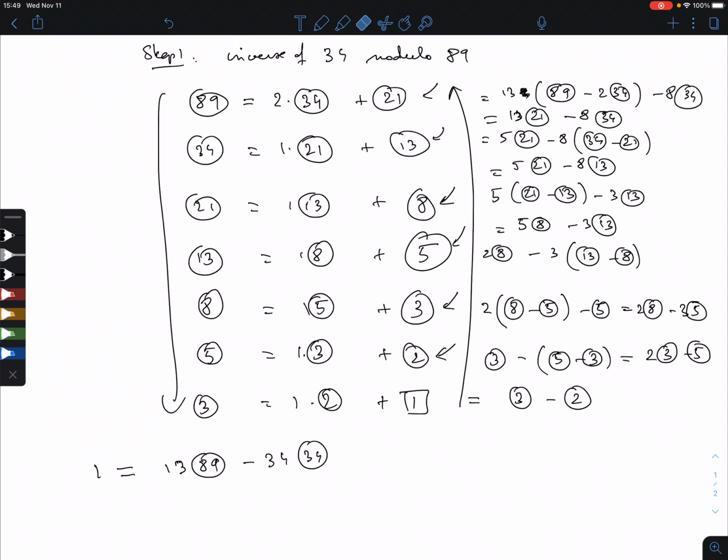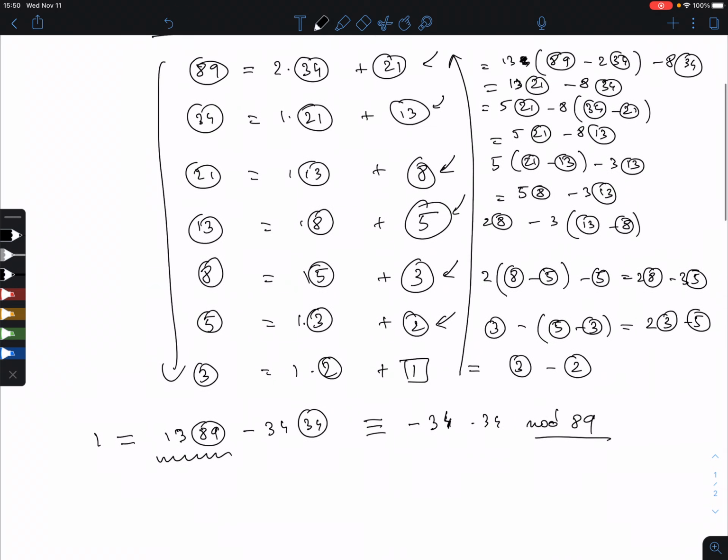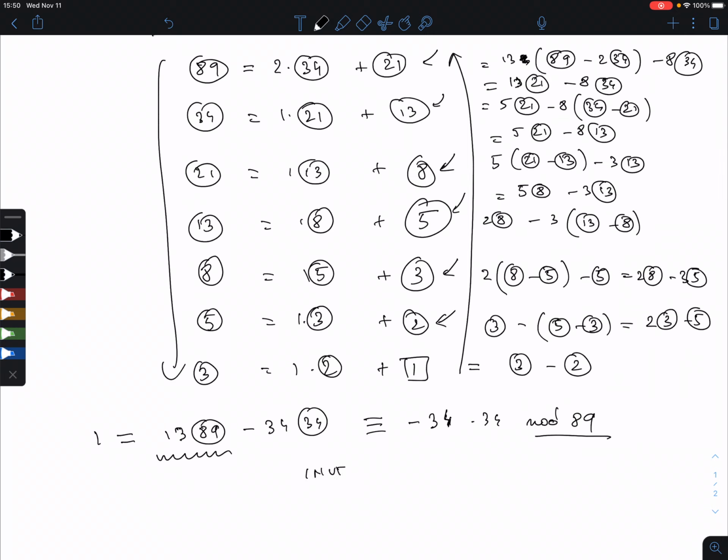Yes. From this, remember, this means that this is equivalent to minus 34 times 34 mod 89. Right? So I don't need to circle things anymore now, because remember, modulo 89 means whenever you have a multiple of 89, you can ignore it. So we see that the inverse of 34 is minus 34.